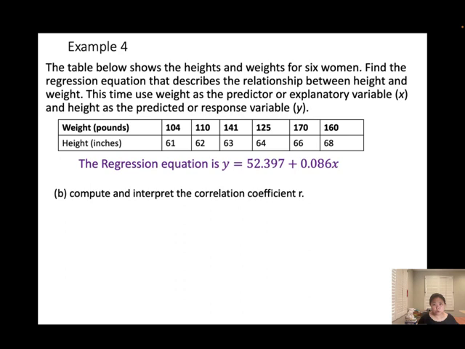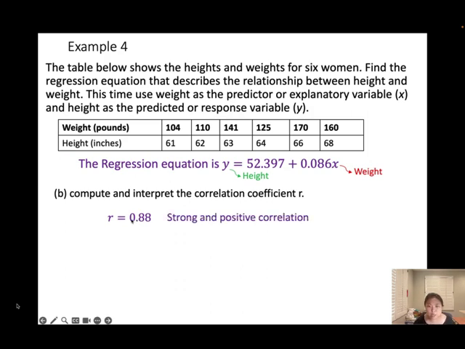Okay, check your work. You should get this regression equation. And then R doesn't change, right? It's also equal to 0.88. Okay, you should realize example 4 and example 3 are exactly the same question. We just switch the weight and the height. You're going to see when we switch the x and y, the regression equation will be different, but the R stays the same. So again, it's going to be a strong positive correlation.